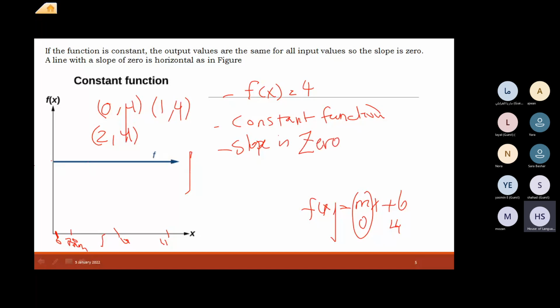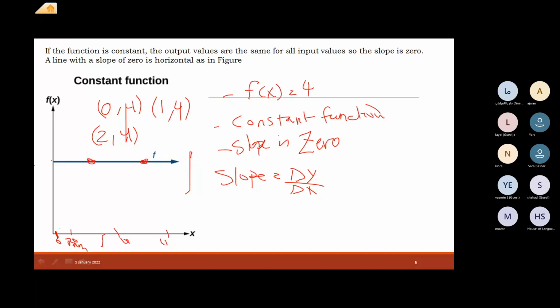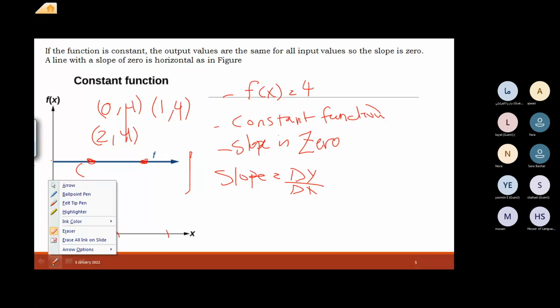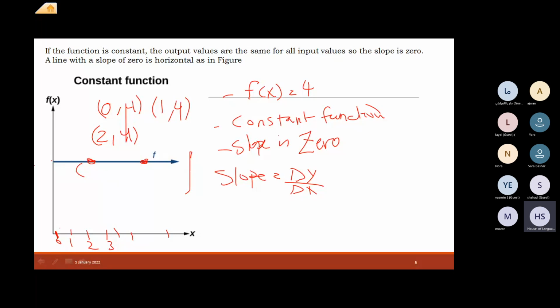Now, you may ask me, teacher, how is the slope 0? You remember before, what is the formula of the slope? y2 minus y1 over x2 minus x1. Bravo. So the slope is the change of y over the change of x. Now take only 2 points. Here is 1, 2, 3, 4, 5, and then here is 6. Now this point, what is the coordinate? 2 and 4, as an example. And this one? 5, 4. So even if the input x is changed, the output is still 4.